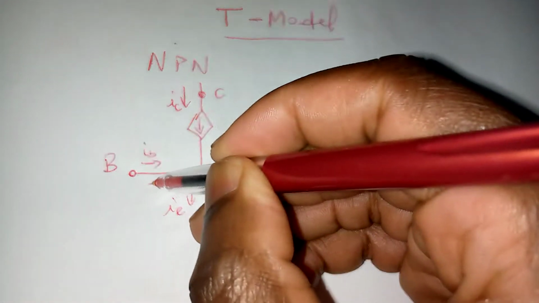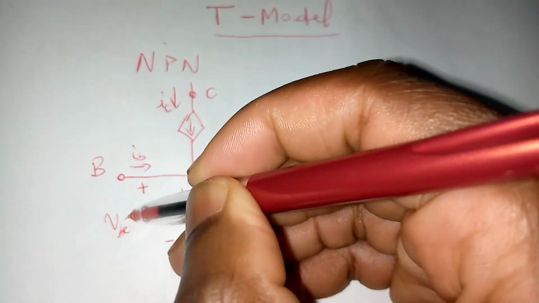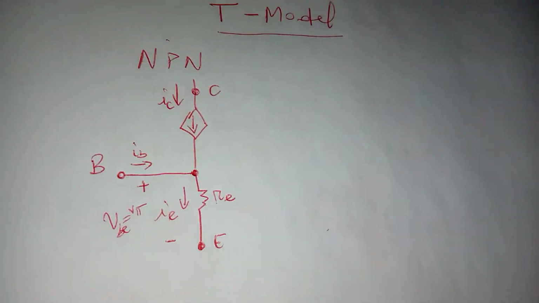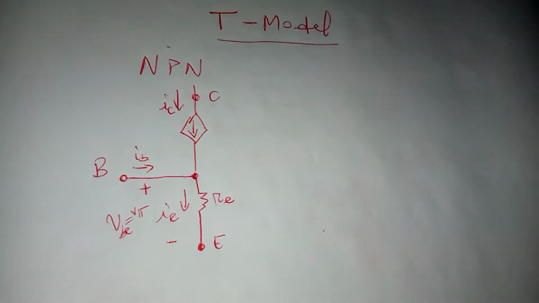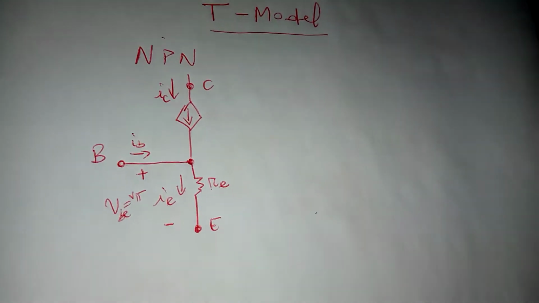So that will mean that a voltage VBE, or V pi, is applied from the base to the emitter. So this will be the NPN small signal analysis equivalent circuit in T model.